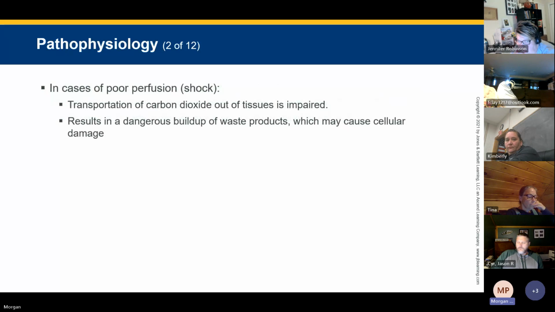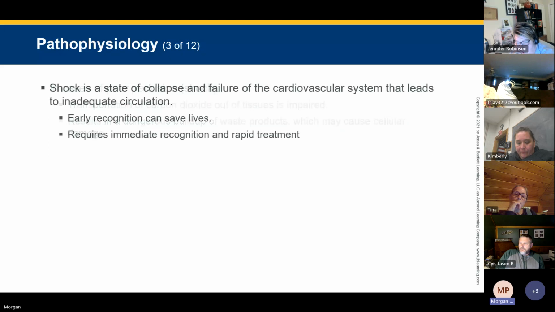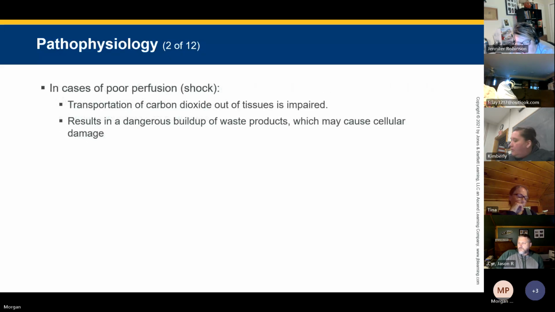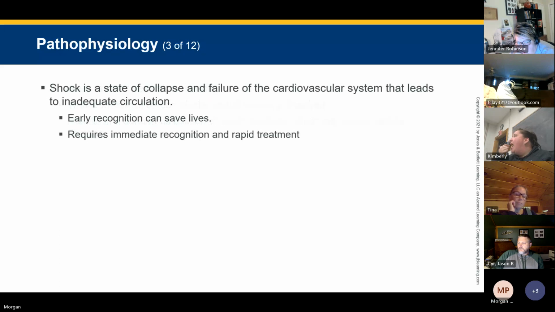So if the cells aren't able to diffuse their waste like they're supposed to, they start making energy without the use of oxygen to keep themselves alive, but they build lactic acid up, which is really not good, and it messes with the body quite a lot. So early recognition can save lives.